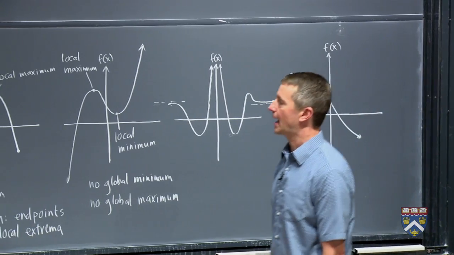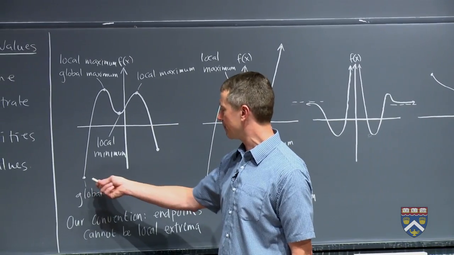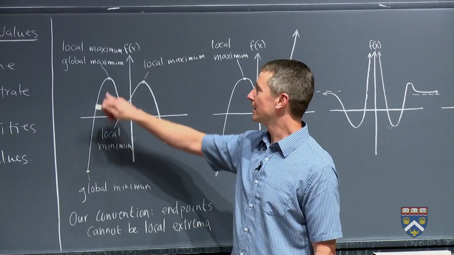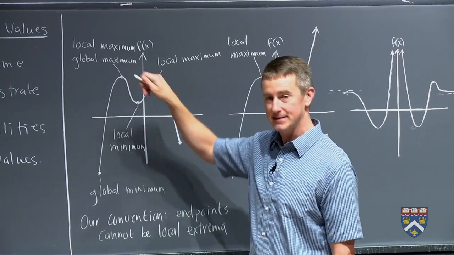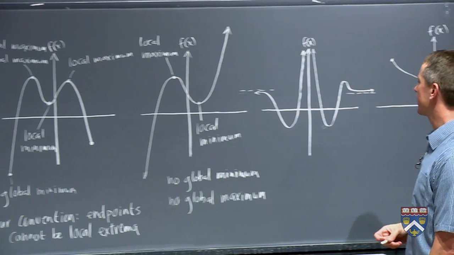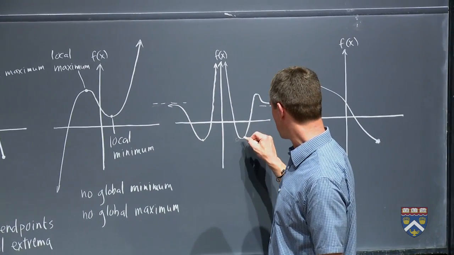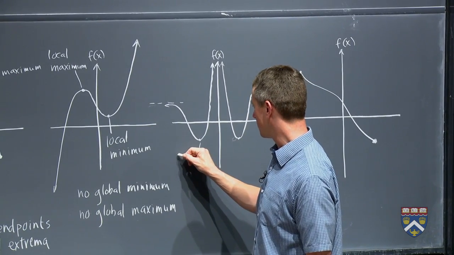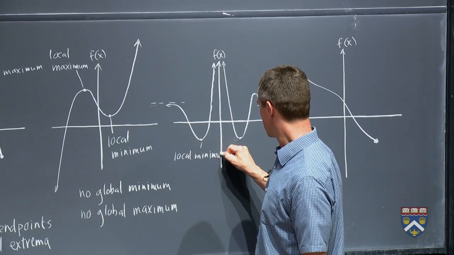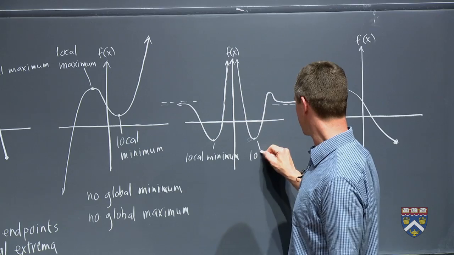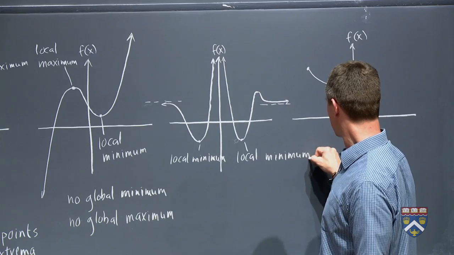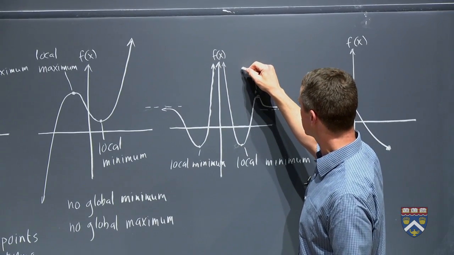So let's start to keep track of what can happen. We can have a global max or minimum at an endpoint. Here was a global min at an endpoint, and here was a global min at a place that was also a local min. This was a global max at a place that was also a local max. What do we got here? This point is definitely a what, and this point is definitely a what? They're definitely local minima. That's a local minimum. That's a local minimum. This point is definitely a local maximum.